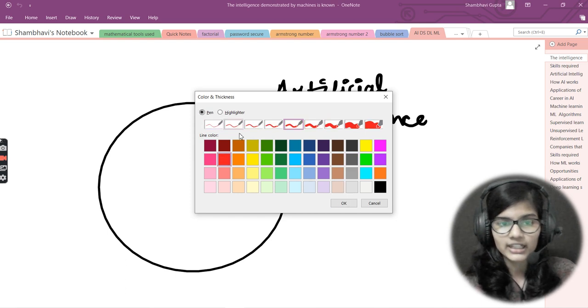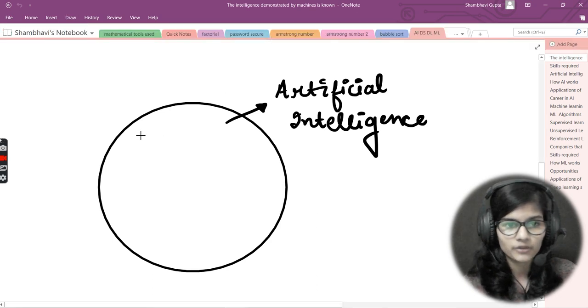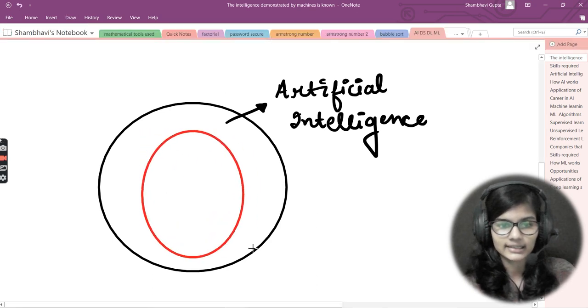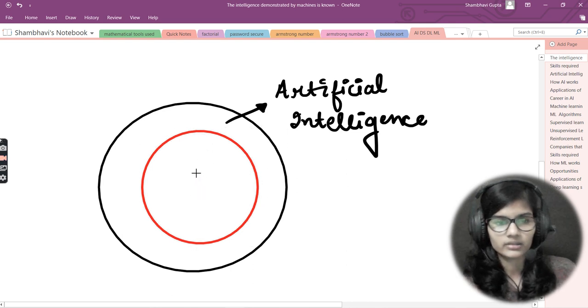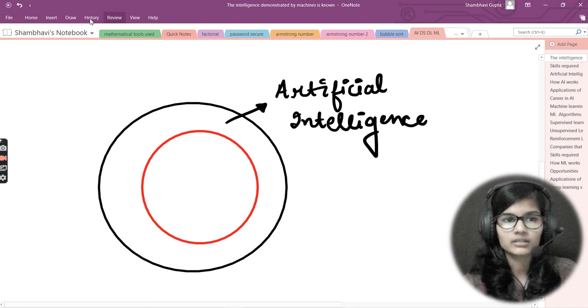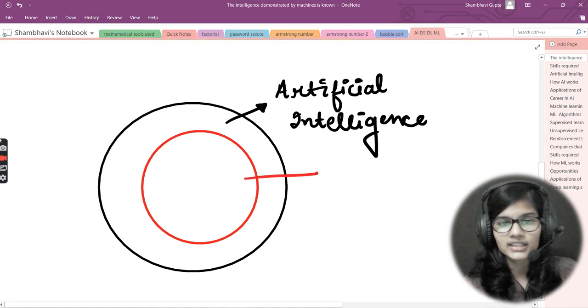So I would just take out a pen here, and now I would take out a circle and make one circle inside this. Right, this is one of the circles which I have made out here. Now what do I mean by this circle? So this is actually my machine learning.